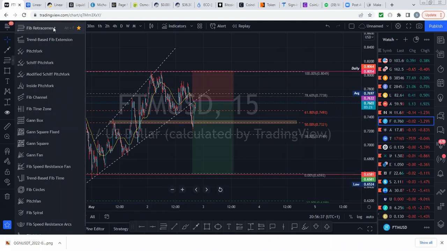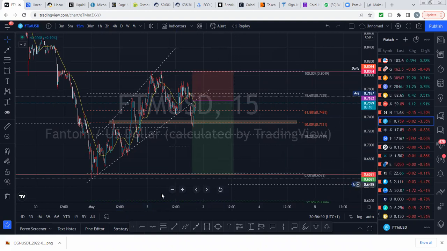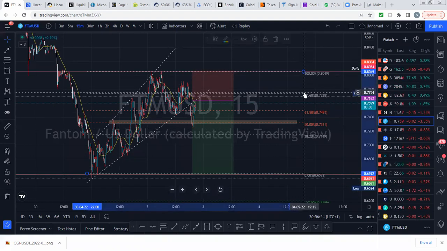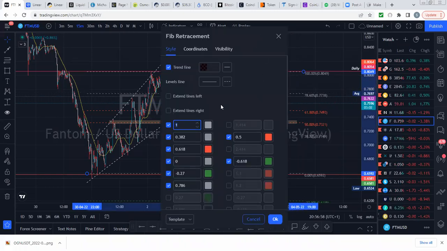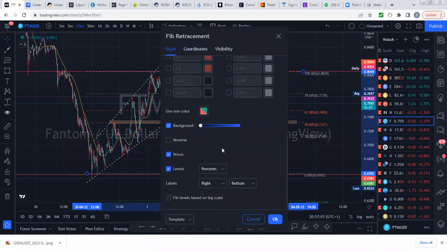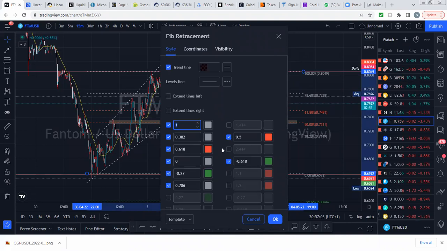Are you following? Are you watching my screen? Yes, we are following. So this is my fib retracement here. Then if I want to get these settings, you click on the fib, click on settings. So you can screenshot this.